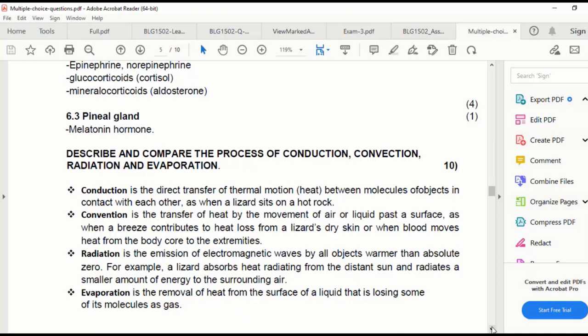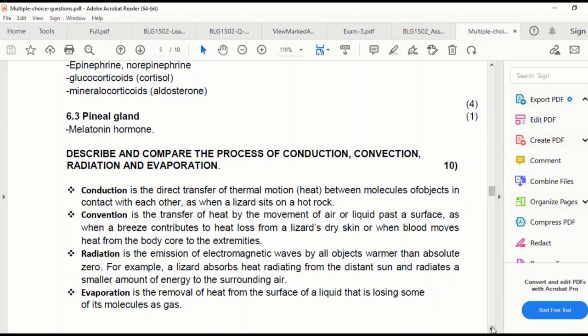And conduction is the direct transfer of thermal motion, heat, between molecules of objects in contact with each other. For example, we mentioned the example of a lizard, if you remember. When a lizard sits on a hot rock, it is doing conduction, the direct transfer of thermal motion, which is heat, between the objects.